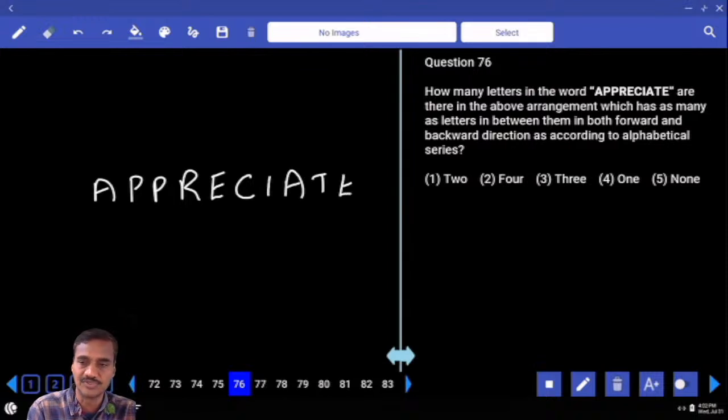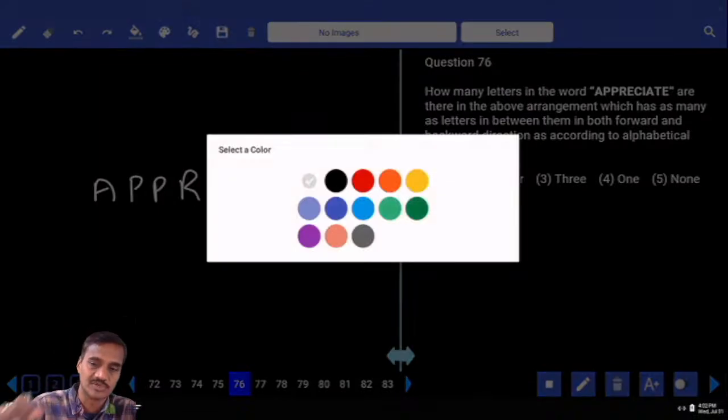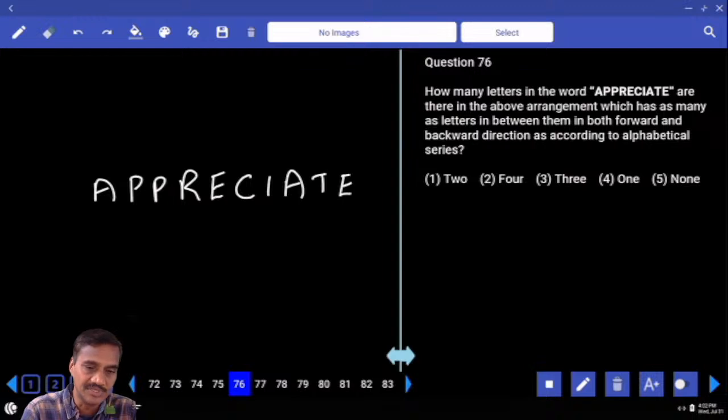Now in this word appreciate, which letters have as many letters both forward as well as backward? Starting with A, B, C, D, E, A and E, F, G, H, I, J, P, Q, R, there is a pair, and no letter more than this one. Then what is the next one we have? P, Q, R, S, T, U, V, W, R, no letter more than this one. E, F, G, H, I, J, K, and forward there are only 2.